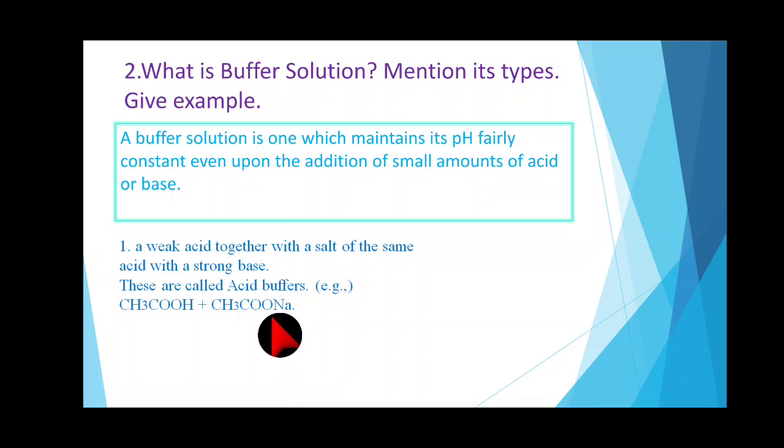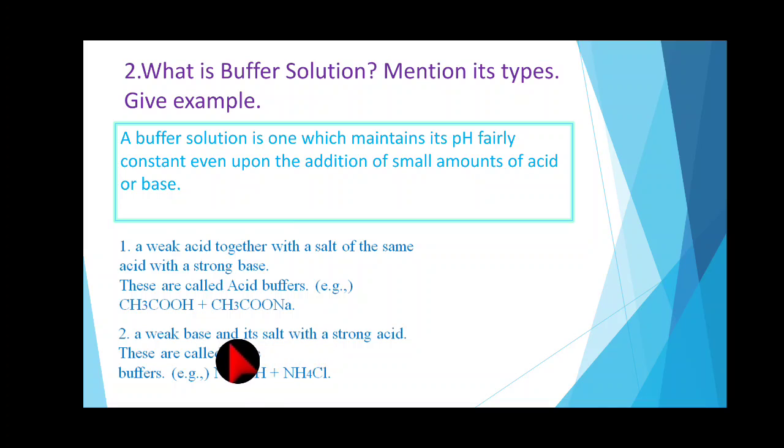Acetic acid and sodium acetate: a solution containing a weak acid, acetic acid, and its salt is called an acidic buffer solution. Another type is the basic buffer solution: a weak base and its salt with a strong acid. That is called a basic buffer solution.